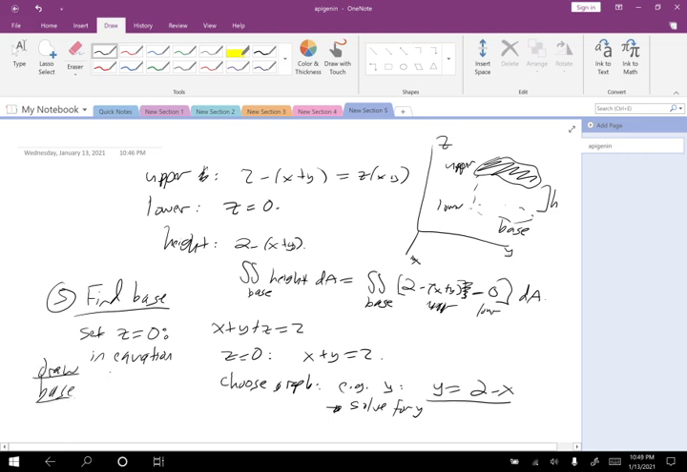So our base, if we just draw the base out, this is 2 minus x. And we'll do the dy on the inside, and then we'll do the dx on the outside. And just to recall, to find the x limits, we have our y limits. So you can see from the graph, this is the upper base boundary, or edge. The lower, in this example, will be y equals 0.